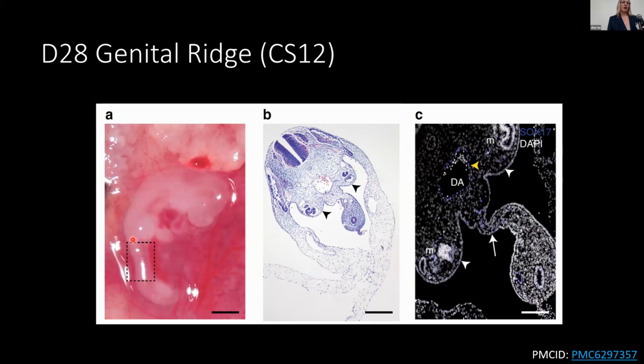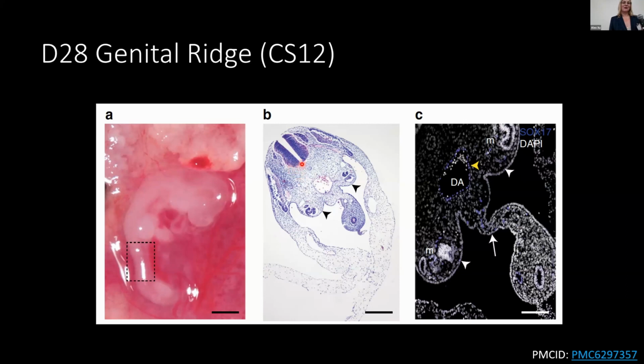The bipotential gonad, if it existed, would be down here. It doesn't exist yet. Day 28 is before. But I just want to give you an image of what this looks like. If you take a cross section through the embryo at this posterior region, this is what the embryo looks like.